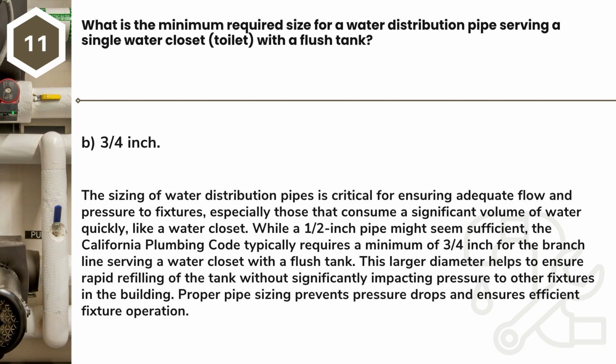Answer: B. 3/4 inch. The sizing of water distribution pipes is critical for ensuring adequate flow and pressure to fixtures, especially those that consume a significant volume of water quickly, like a water closet. While a 1/2 inch pipe might seem sufficient, the California Plumbing Code typically requires a minimum of 3/4 inch for the branch line serving a water closet with a flush tank. This larger diameter helps to ensure rapid refilling of the tank without significantly impacting pressure to other fixtures in the building. Proper pipe sizing prevents pressure drops and ensures efficient fixture operation.